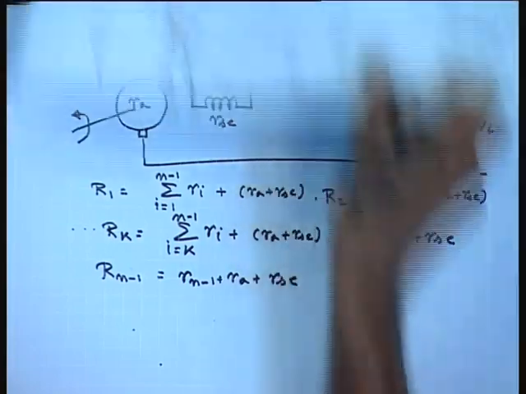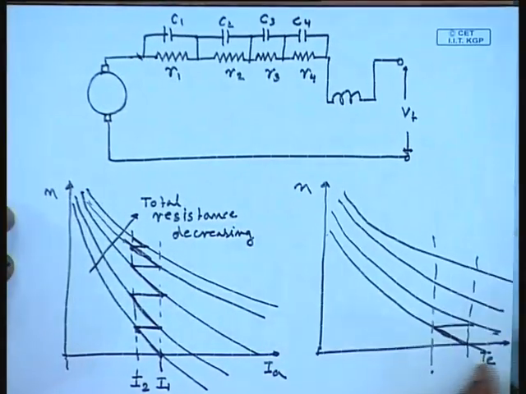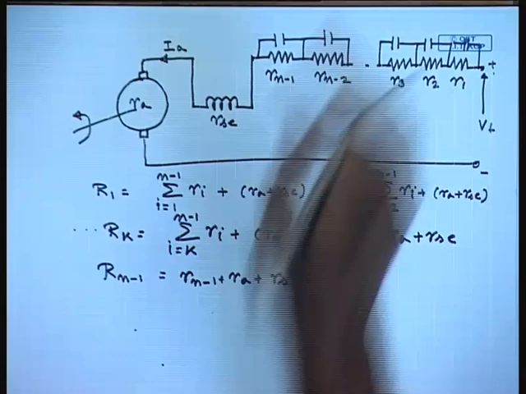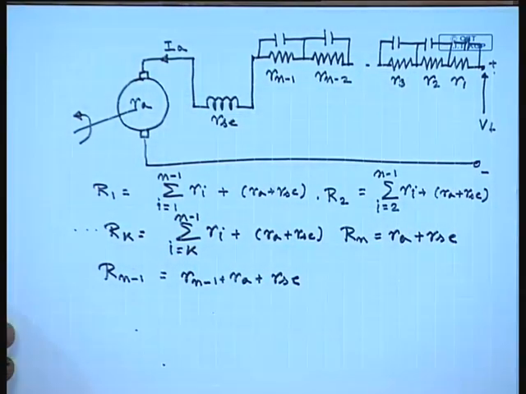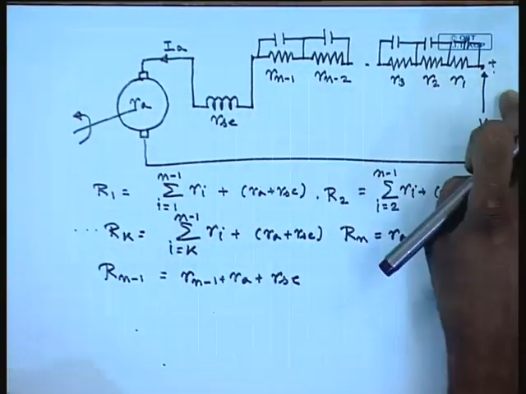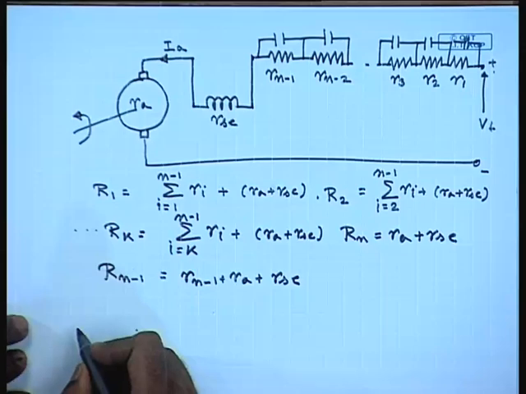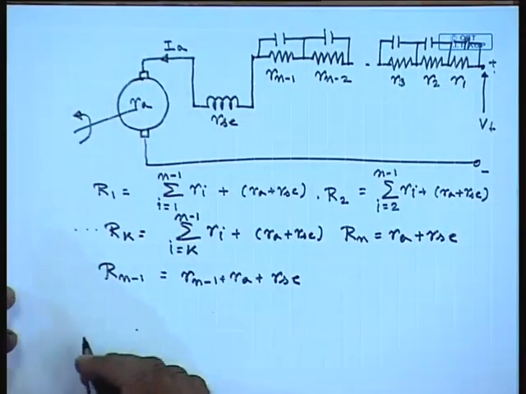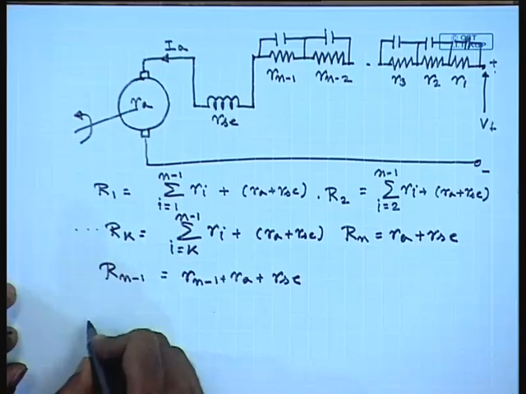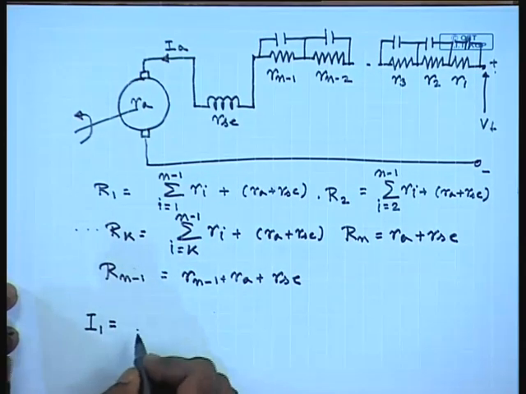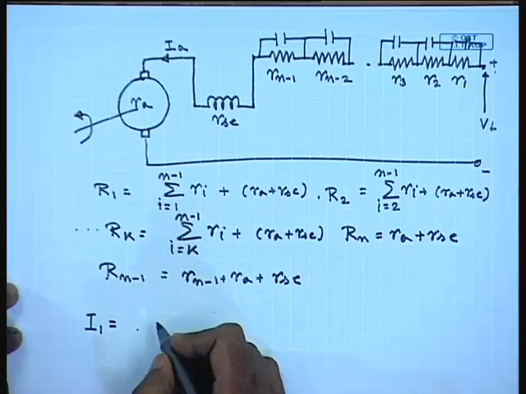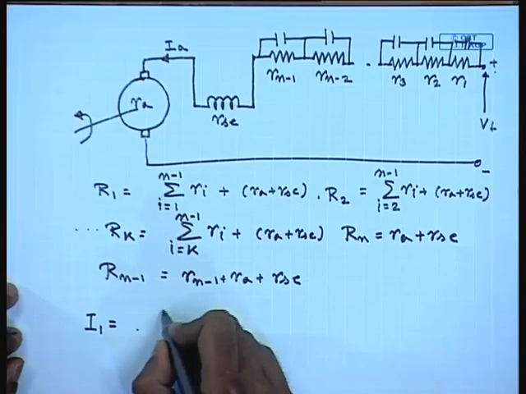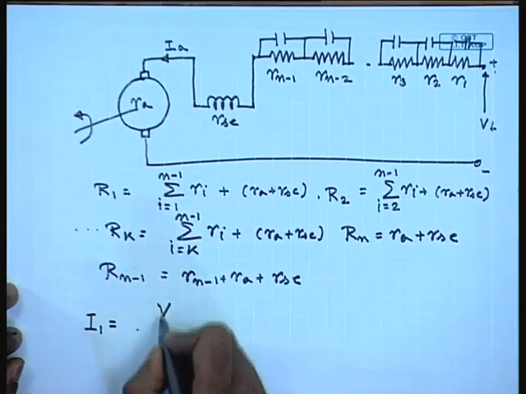From the diagram we have drawn earlier, we can write I1 equal to, at start all the resistances are in circuit. So, just when the voltage is applied, the current should be determined by R1 and the speed at that time is 0. So, I1 equal to V divided by R1.